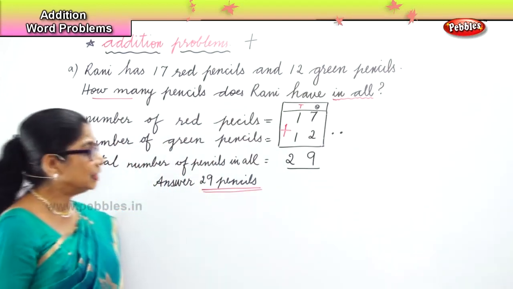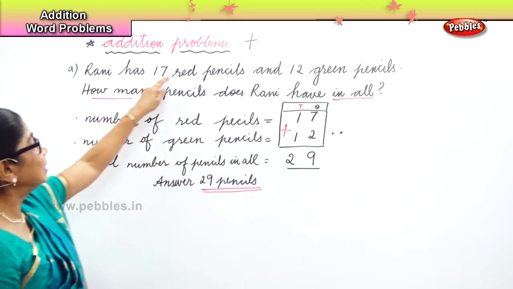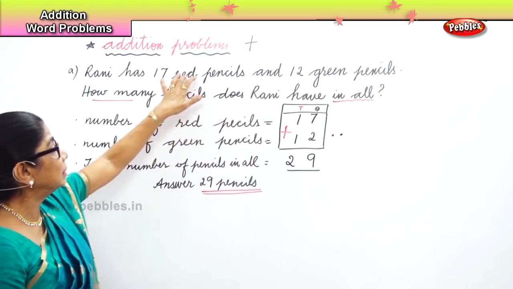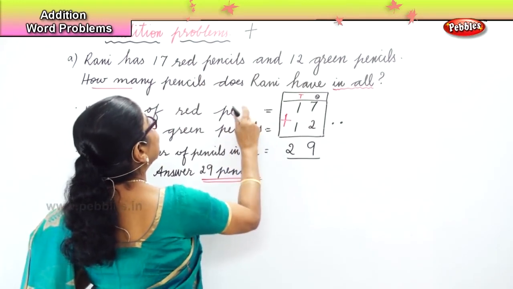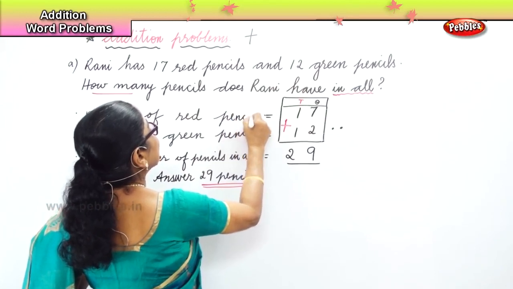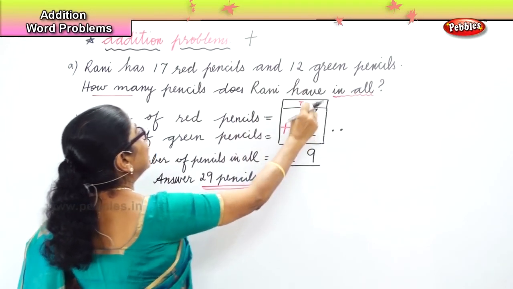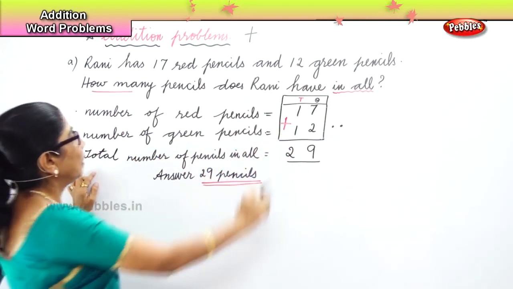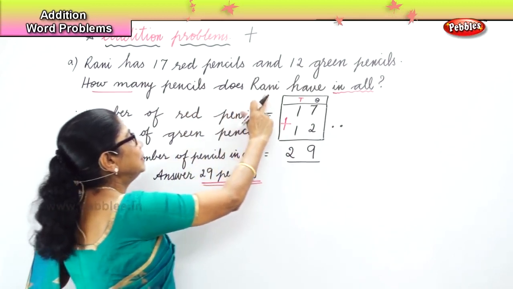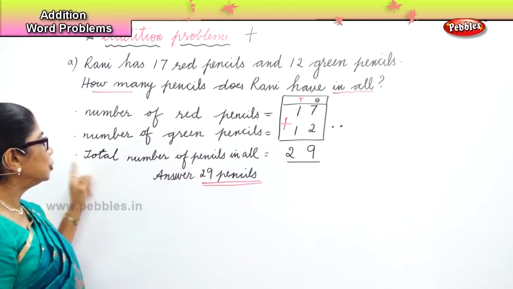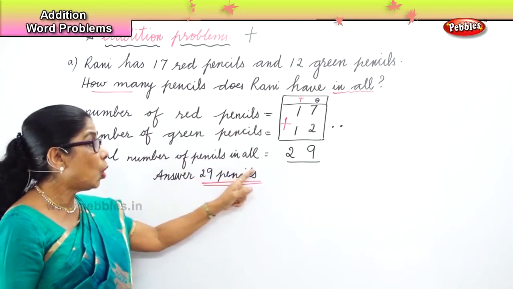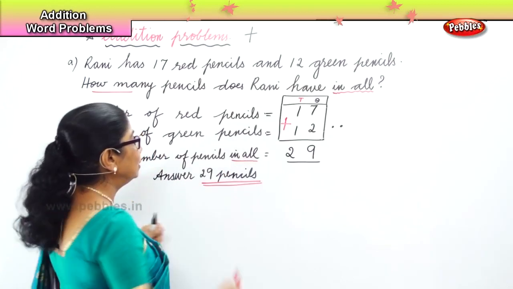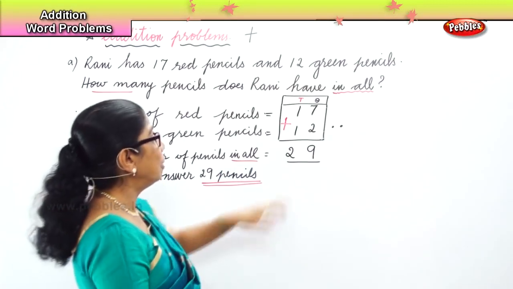Now did you get that? Let's read it again. Rani has 17 pencils. So the number of red pencils, what's the number of red pencils? 17. Number of green pencils, 12. The last one, how many pencils does Rani have in all? Total number of pencils in all. What is the meaning of in all? Means plus. So the answer is 17 plus 12.